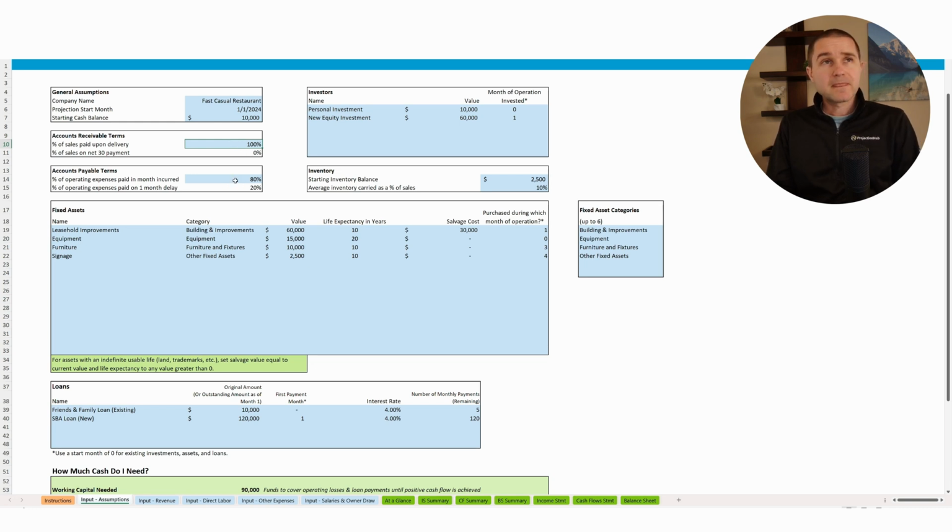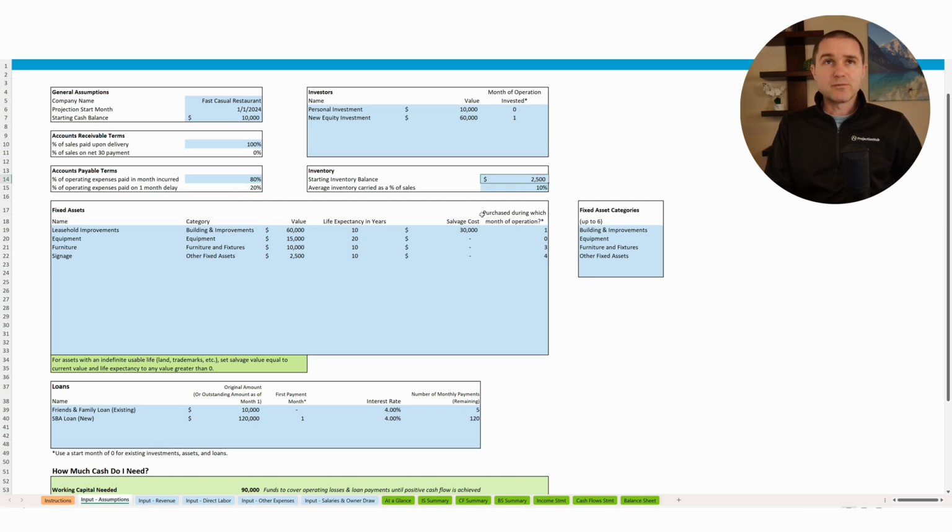Accounts payable, this just means what percentage of your bills you're going to pay in the month that you incurred the expense versus the next month. So some of your expenses, like maybe your utility bill, you'll get a utility bill in the mail at the end of the month for the prior month, and then you might have 30 days to pay it. So you have a little bit of a delay there. And some of your vendors would also give you an invoice and give you some time to pay. So you could assume that some percentage are paid in the following month.